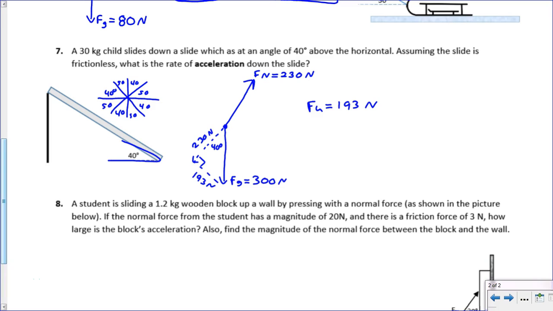All right, and then we know Fu equals ma, or a equals Fu over m. And we can calculate from that: a equals 193 over 30, 6.43 meters per second squared, and the direction of that is down the hill, or down the slide in this case.